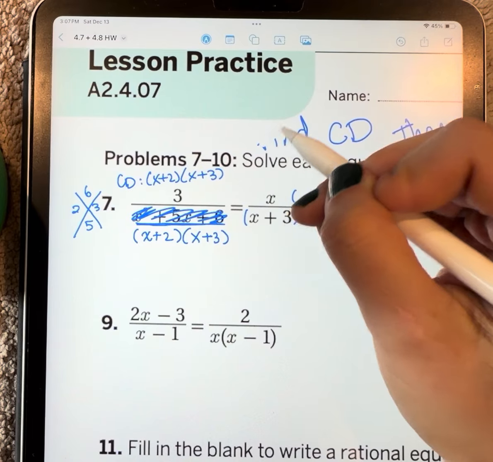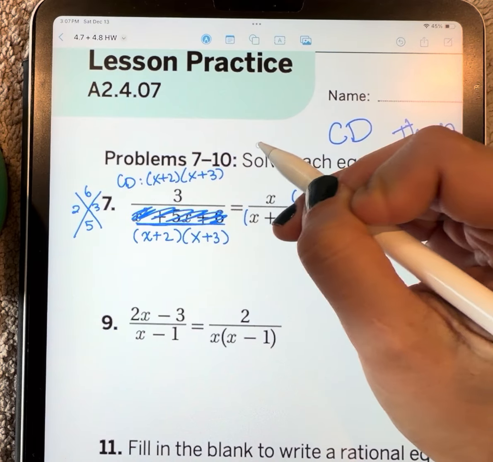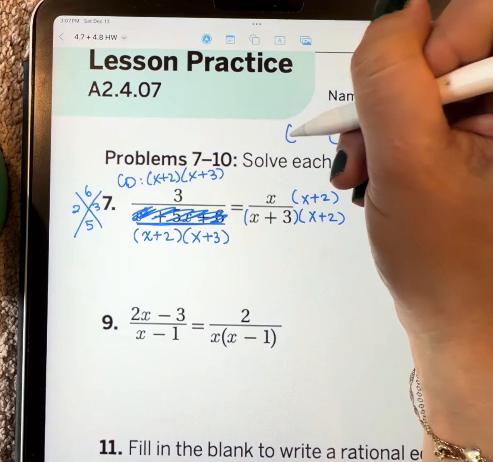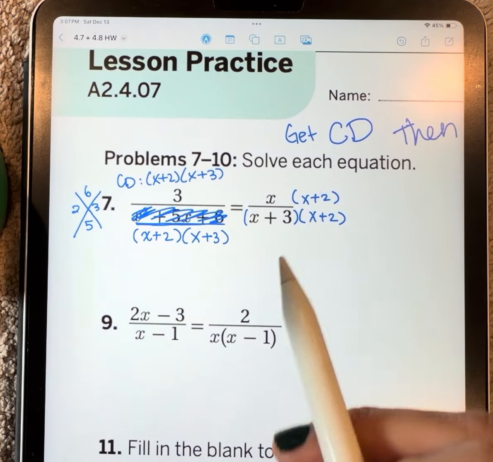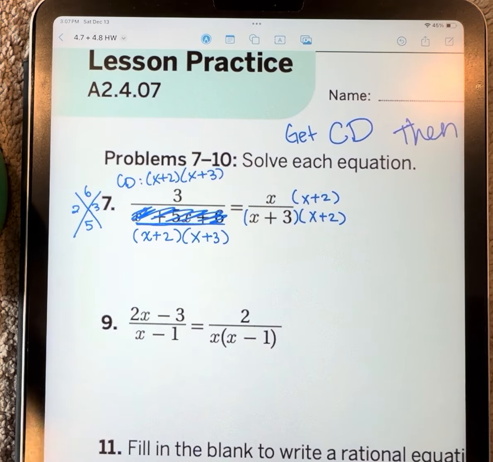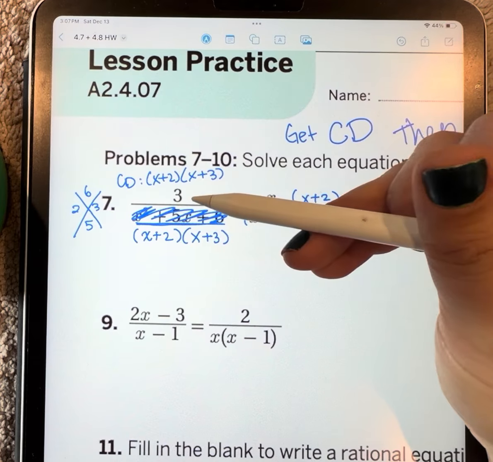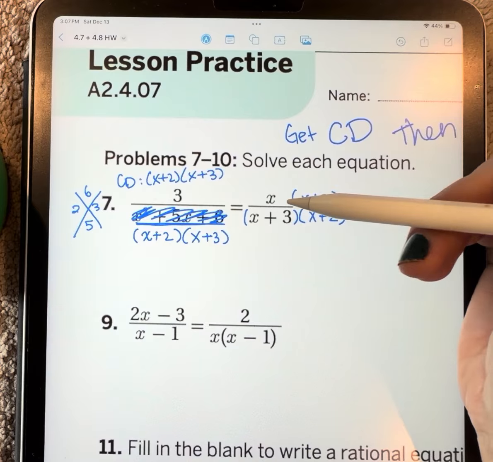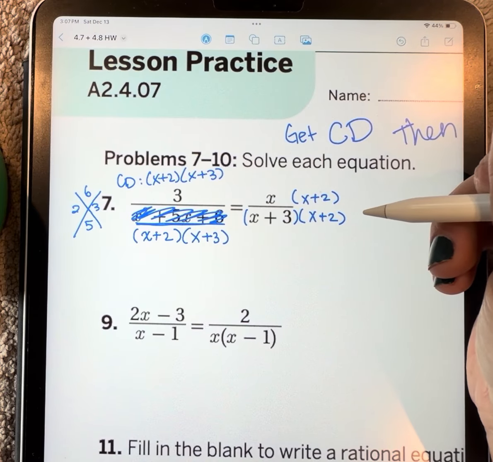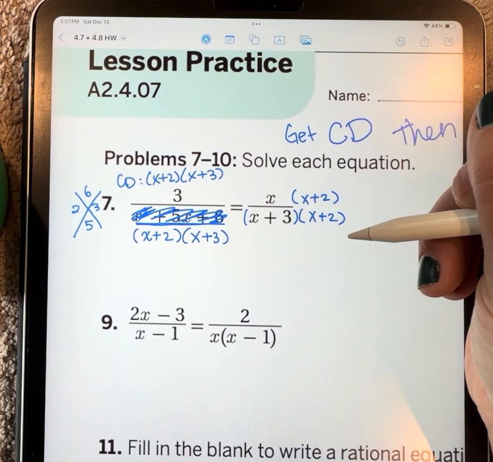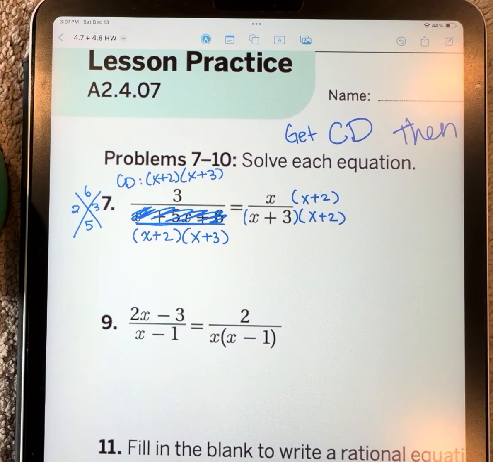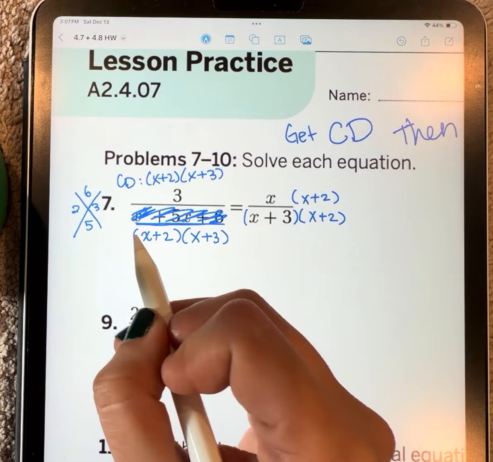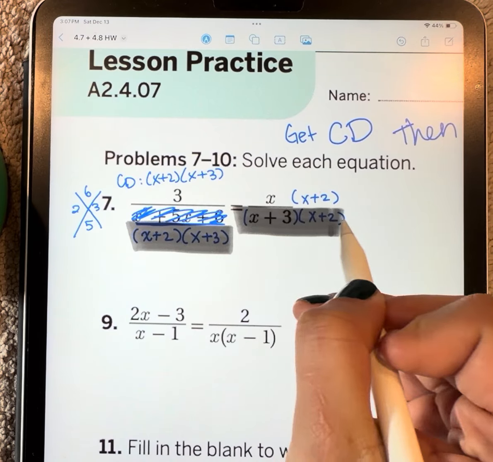Sorry, instead of find common denominator for our method, I should have said get the common denominator. Because here we found what the common denominator is, but here we're getting a common denominator between all our fractions. That's the important part. Okay, now all my fractions have a common denominator. This one is 3 over x plus 2, x plus 3. This one is x times x plus 2 over x plus 2 times x plus 3. So we've got a common denominator, which means now I can forget about my common denominator. Pretend it is gone, okay?